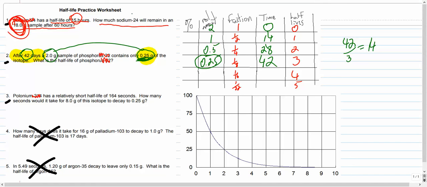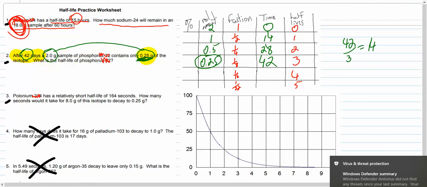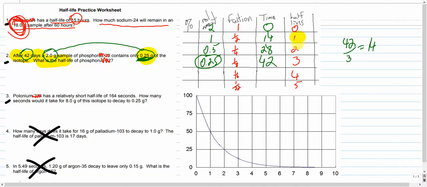Oh, okay. The question was, what is the half-life? And so the half-life is right here, the time it takes for it to get cut in half. So after 14 days, we went from 1 down to 1/2. So the half-life is 14 days.